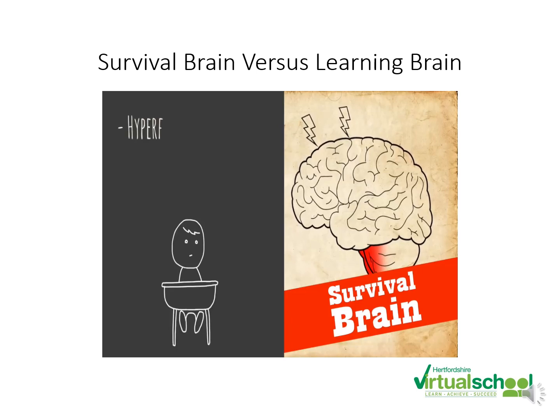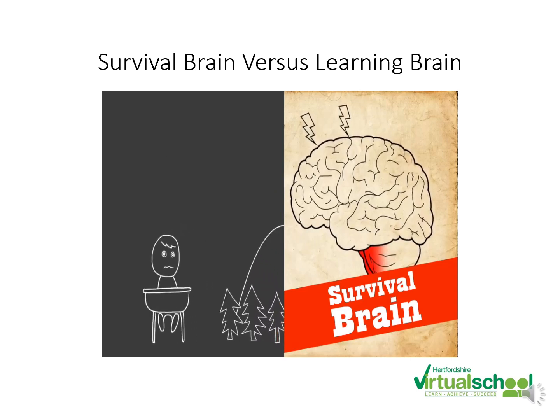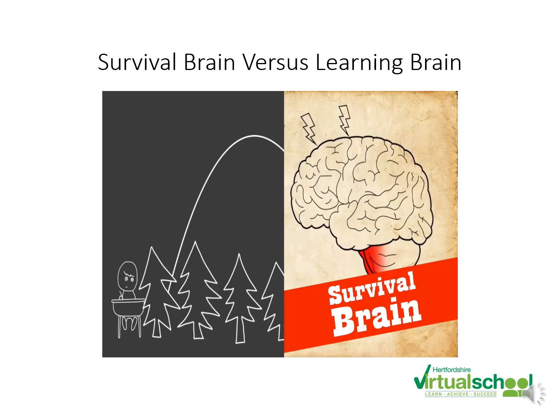It's hyper-focused on threat. It doesn't like ambiguity. It wants clear, hard facts. It thinks in black and white terms. It doesn't want anything to be gray at all. And emotionally, you can imagine that survival brain makes people feel panicky, a little obsessive, and afraid of getting things wrong. They don't feel calm and open to learning new things. They just want to get things over with. And people in survival brain also really don't like making mistakes, and they are afraid of looking stupid too. So students in survival brain don't want to be picked on.